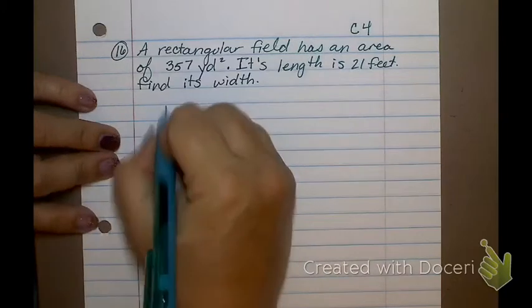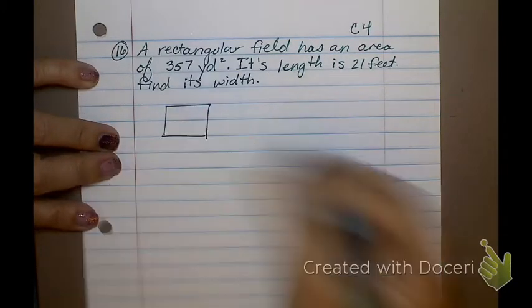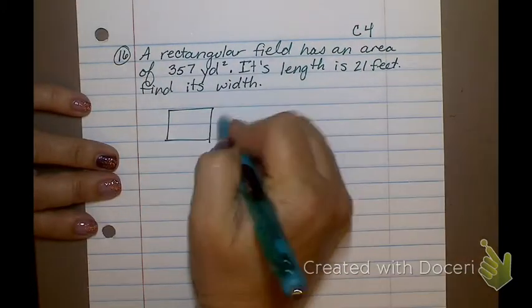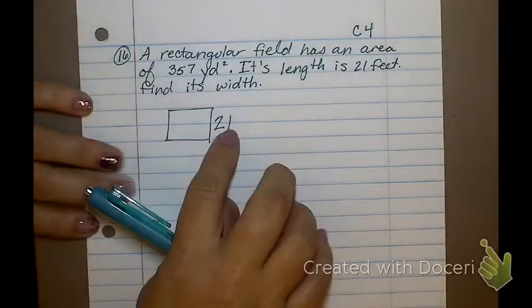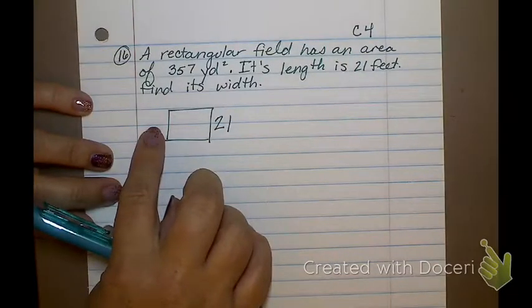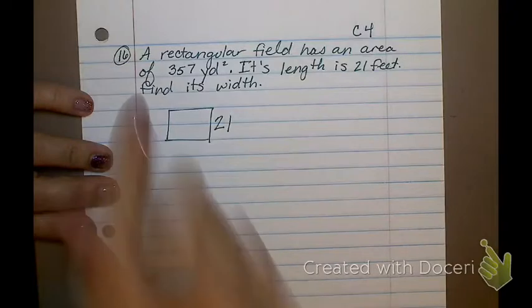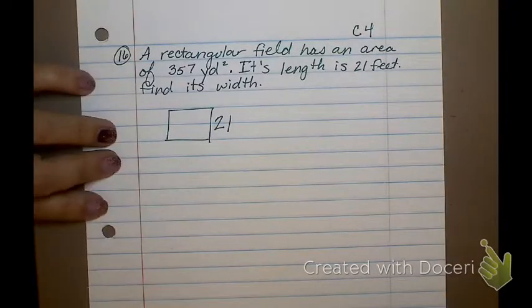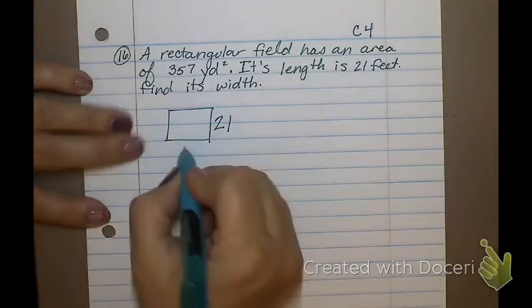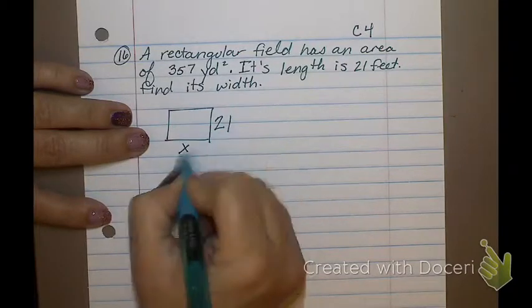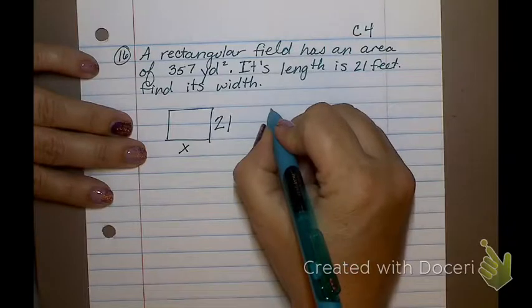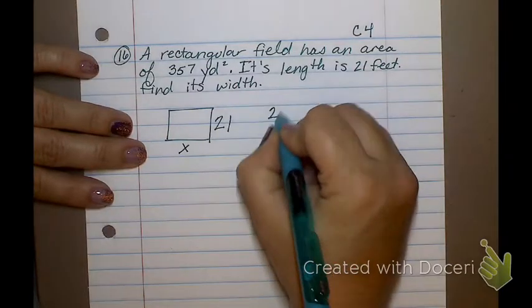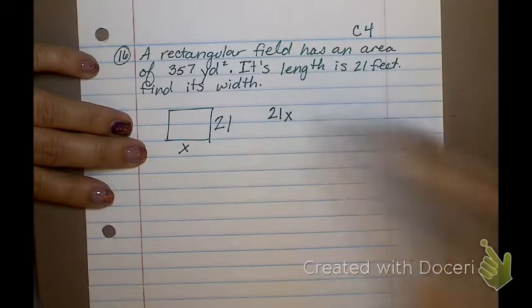Okay, so I have a rectangle. And I know that one side is 21 feet. If I was finding perimeter, I would label the opposite side also as 21 feet, and I'd be talking about adding up the sides. But I'm talking about area, which means what? I need length times width. So I'm going to call this side x. So to find the area, I have to do 21 times x, which looks like that.